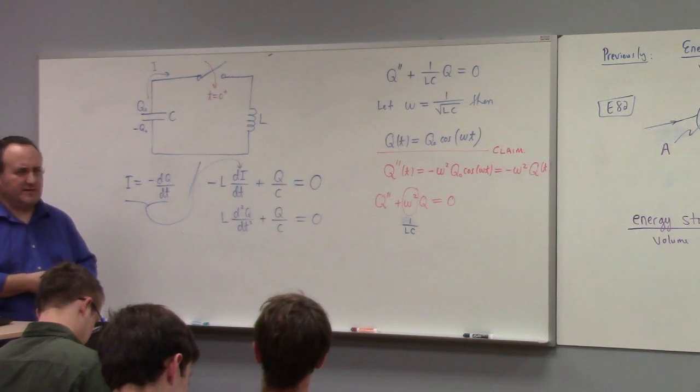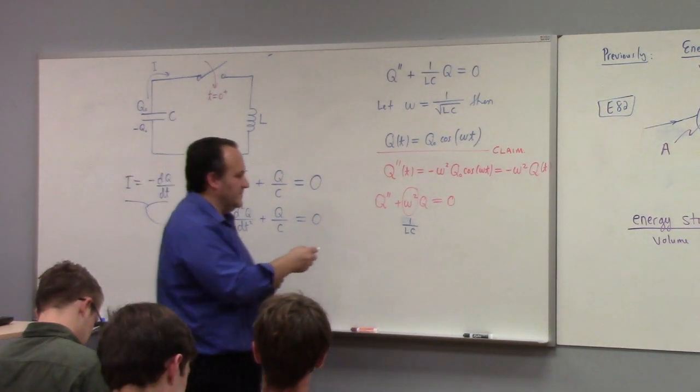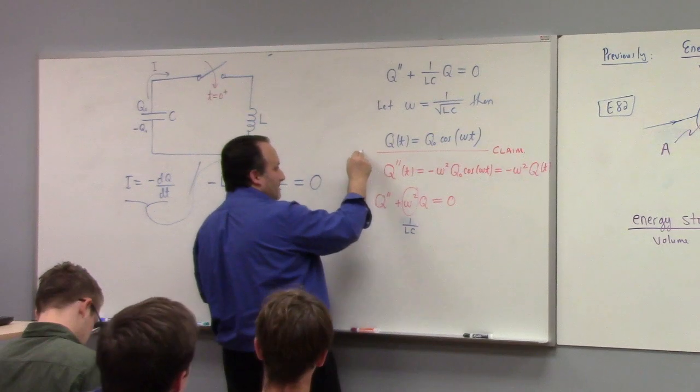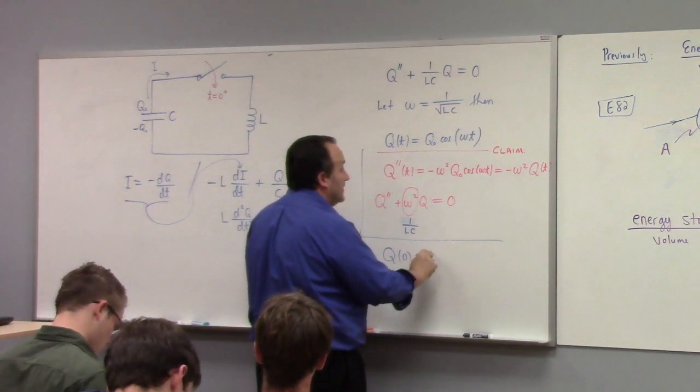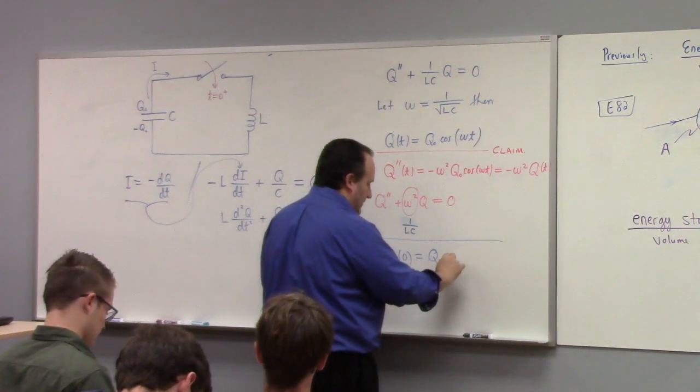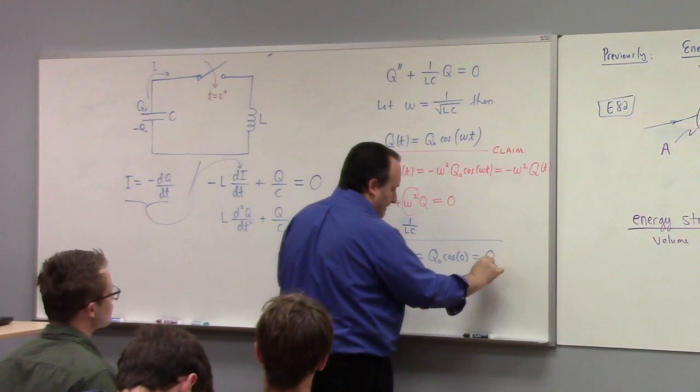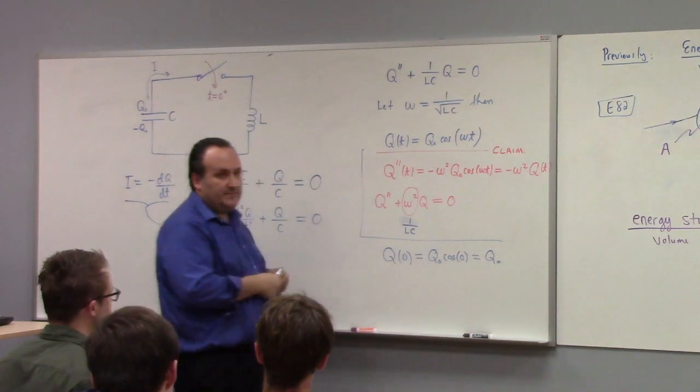Does it have the right initial conditions? What happens when we put q of 0? Q of 0 is what? Q naught cosine of 0. What's cosine of 0? It's 1, right? So yay.